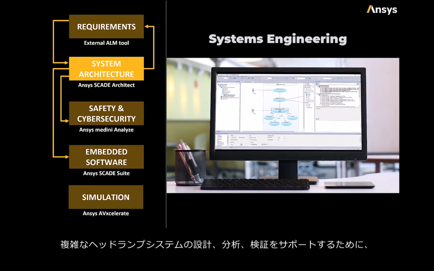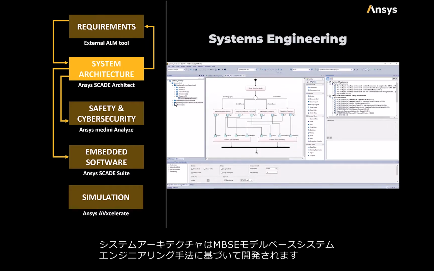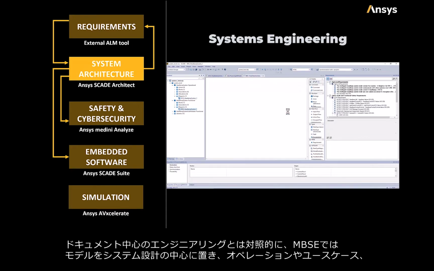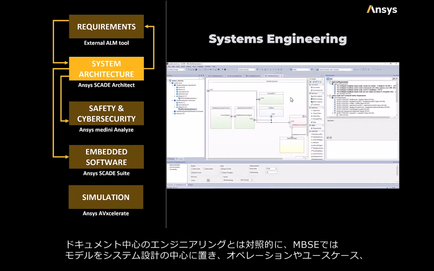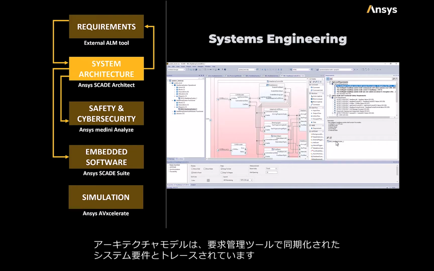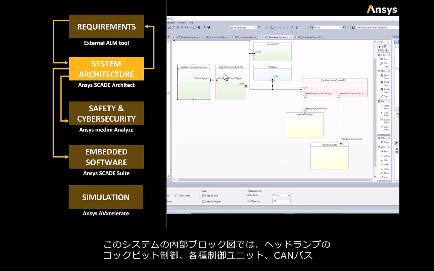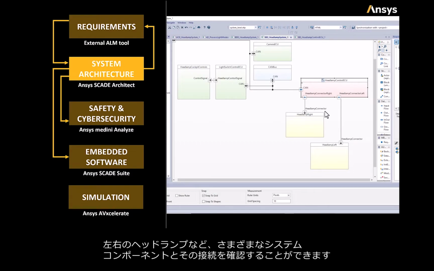The system architecture is developed following the MBSE, model-based systems engineering, methodology to support the design, analysis, and verification of the complex headlamp system. In contrast to document-centric engineering, MBSE puts models at the center of system design, with multiple abstraction levels of modeling from operations and use cases, functional decomposition, and physical architecture. The architecture model is traced to system requirements that are synchronized with the requirement management tool. In this internal block diagram of the system, we can see the different system components and their connections, such as the headlamp cockpit controls, the different control units, the CAN bus, and the right and left headlights.